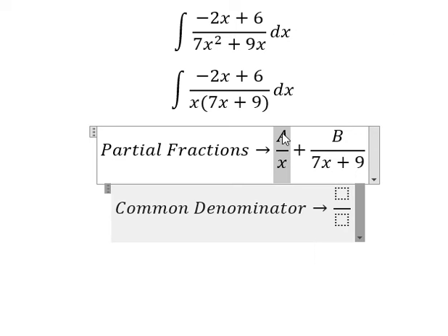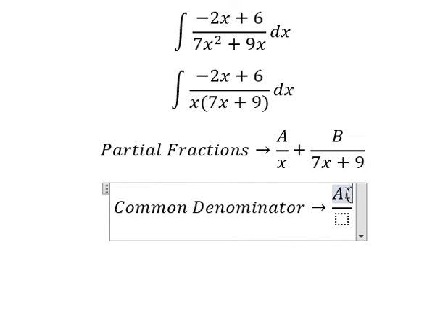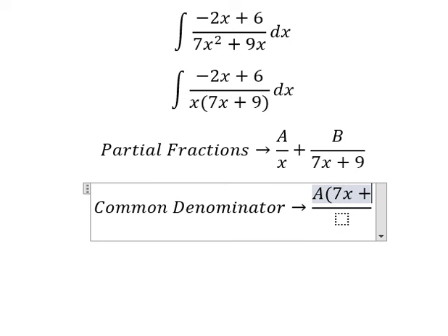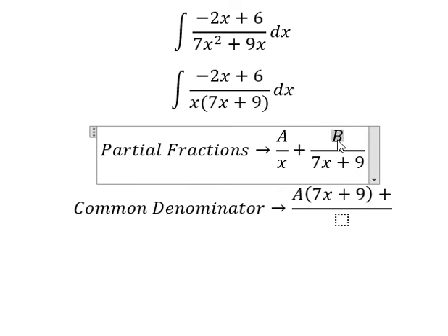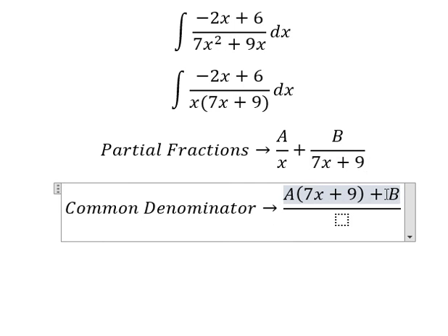About this one, it is missing 7S plus 9. So capital A will multiply by 7S plus 9. About capital B, that is missing S. So capital B multiplied by S.